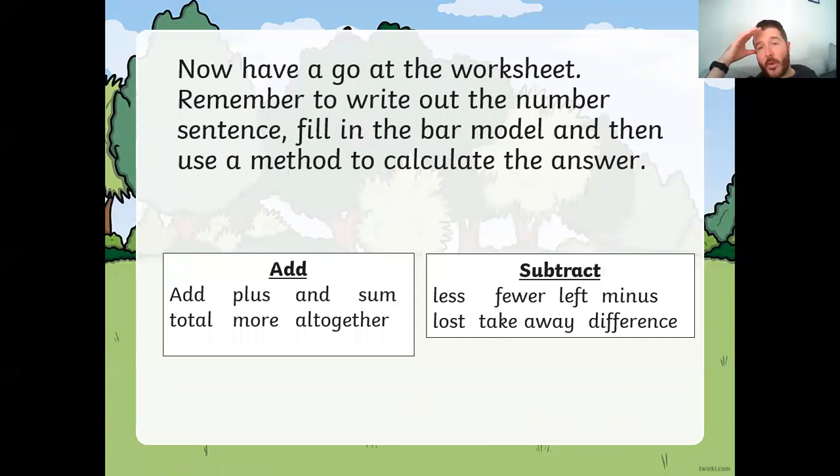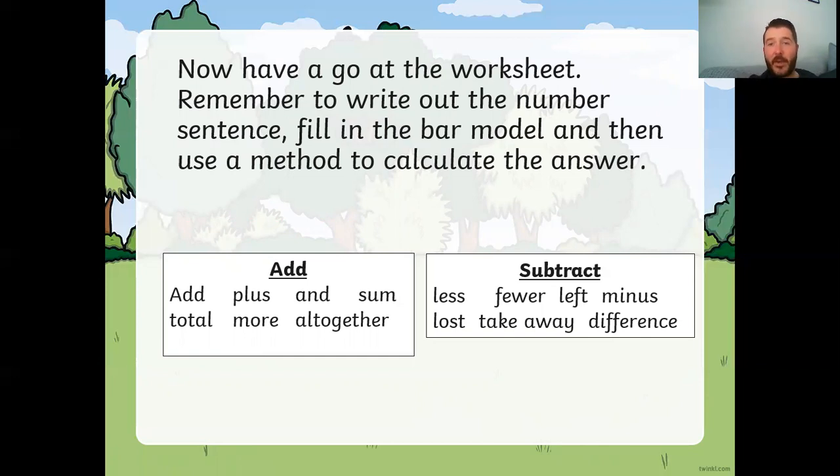So now have a go at the worksheet. Remember to write out the number sentence for each one. Fill in the bar model and then use a method to calculate the answer. Whether you draw a number line, draw your tens and ones, or partition, it's entirely up to you. Just to remind you of that vocabulary: for add, plus, sum, together, total, more. Subtract is less, fewer, left, minus, lost, take away, difference. If you're struggling with those words, it might be worth pausing the video at this point, and then you can keep this on while you're doing the activity.